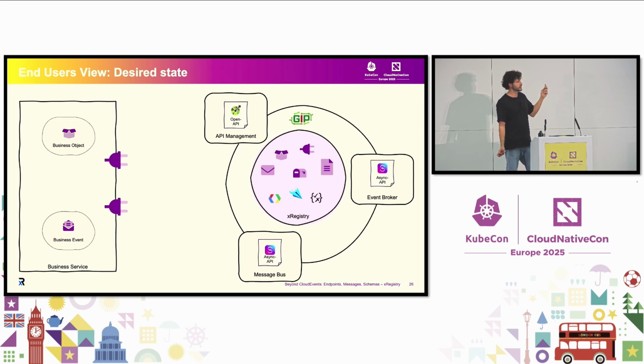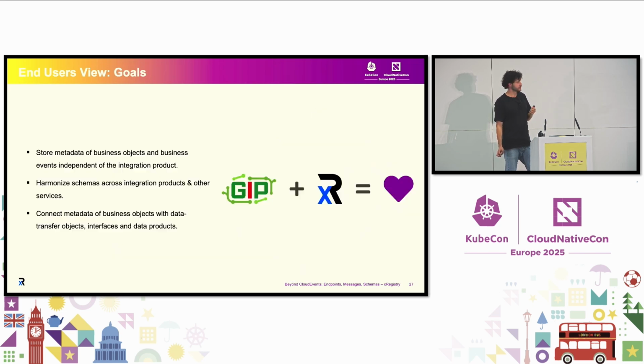We can put all the JSON schema in there, all the Avro in there, and then just define the interfaces using OpenAPI or AsyncAPI in these separate products, because this is what actually is distinct when using these products, and reference everything that has to do with a business object or a business event to xRegistry.